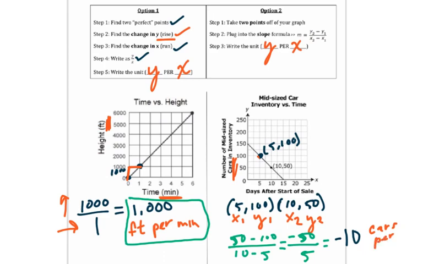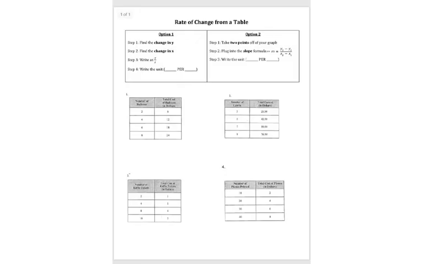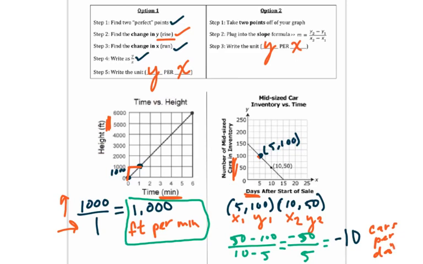The word per. So it's number of cars sold per day. Number of cars they have per day. Notice this is a negative slope, which means that my line was dropping down. That's correct. So days after the start of the sale. If you notice, the more days that pass, the fewer cars they have left. So my rate that it's changing is that we are decreasing 10 cars per day.